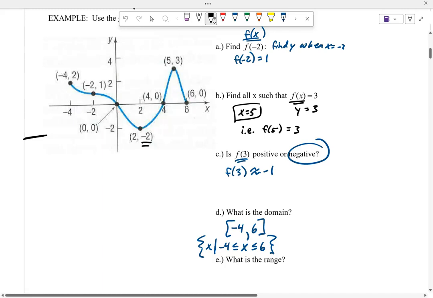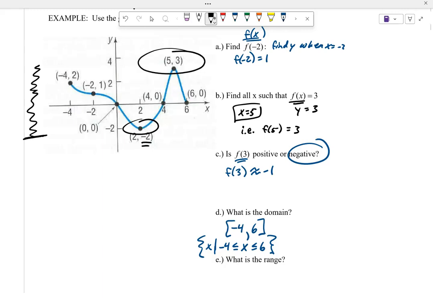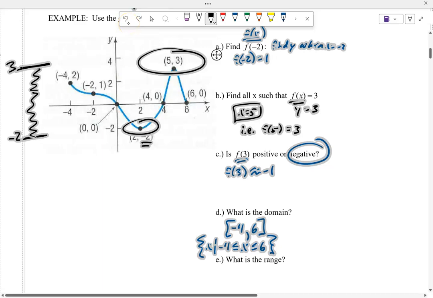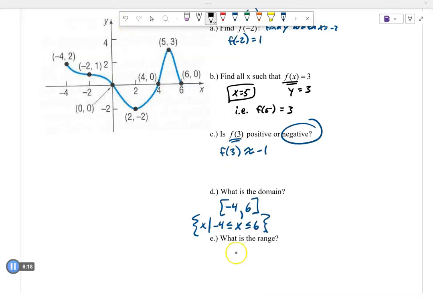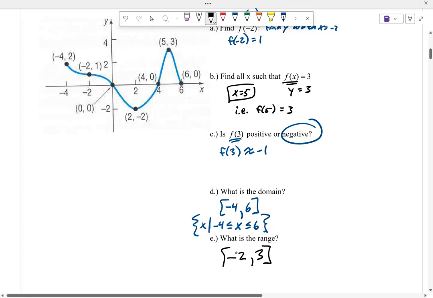It looks like it's a -2. It is filled in, so I'm going to include that -2. And then it looks like the graph does hit all these y values up until the highest one, up here at 3. So it goes from -2, including it, and then it does hit the 3. So we're going from -2 up until that 3. Both were included.